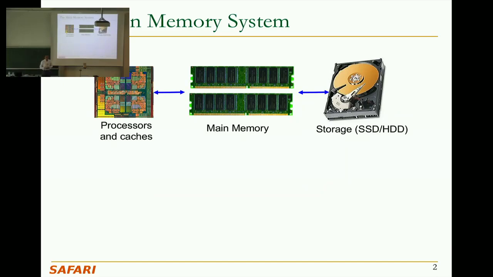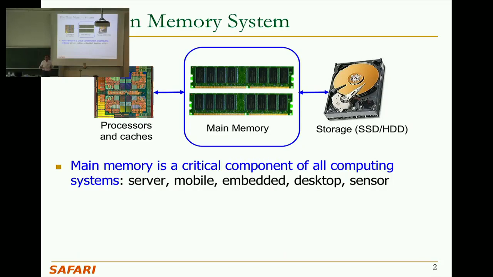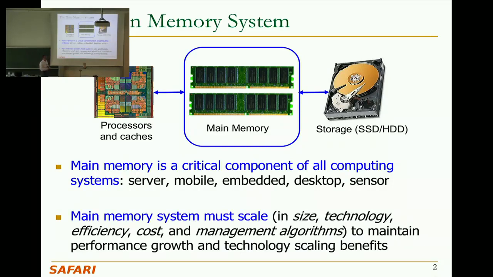Basically, we're going to talk a lot about this system over here, which is called the main memory. You have this main memory everywhere in computers. It's a critical component of all computing systems that we design today. And it must scale in many dimensions if you want to get higher performance and higher efficiency, especially in terms of capacity, technology, efficiency, cost, and the algorithms we use to manage it, if you want to maintain the performance growth and the technology scaling benefits.